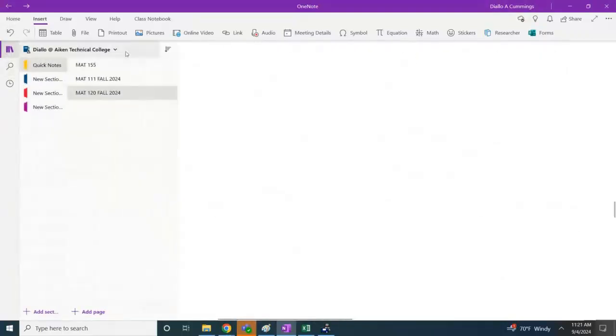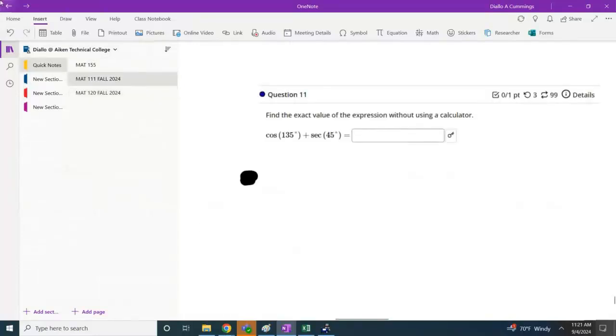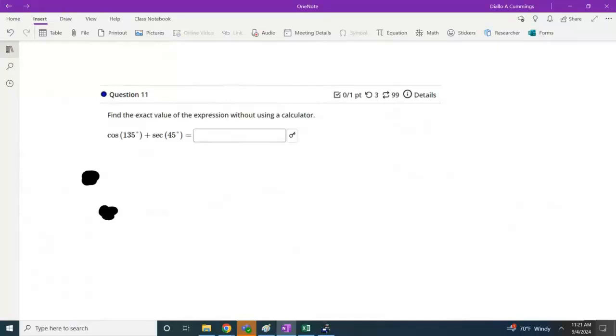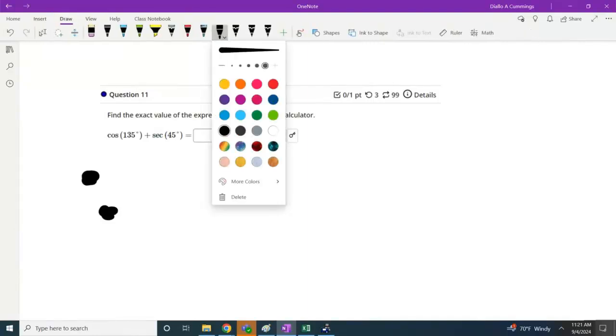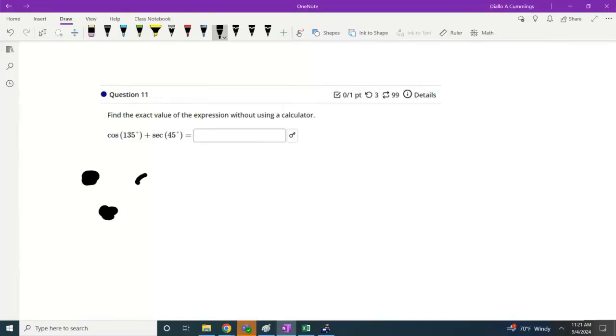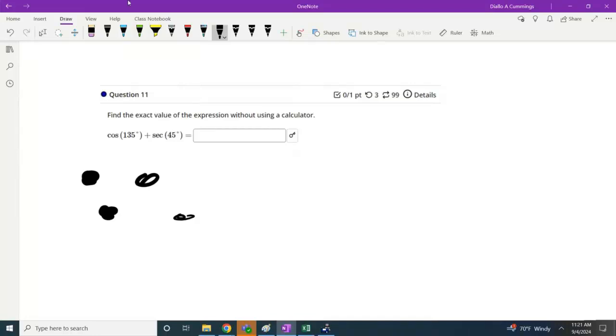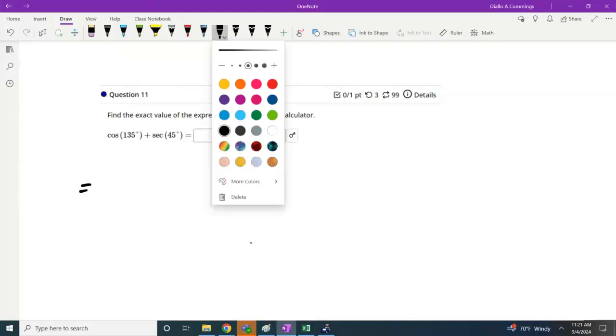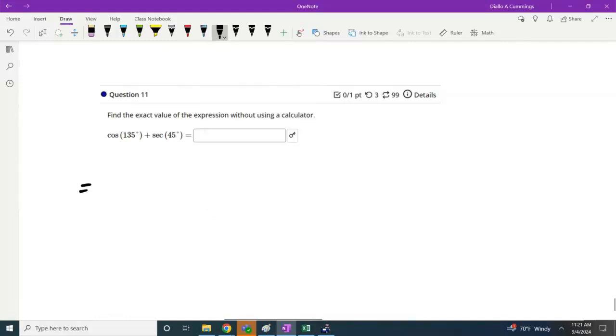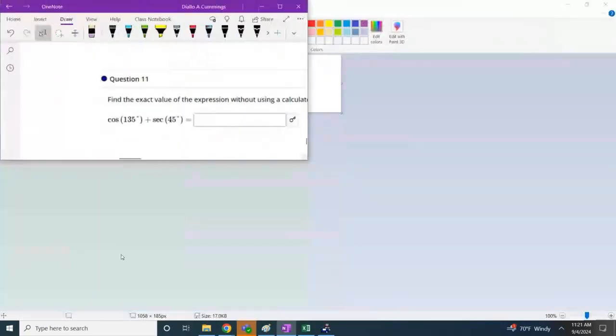Okay, just give me 1 second to get it. All right, so first we're going to find the cosine of 135 degrees. And if we use the unit circle function values chart, I'm going to try to pull all this up together.